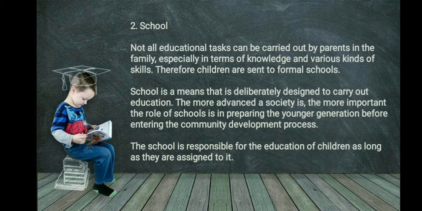The second is school. We already know not all educational tasks can be carried out by parents in the family, especially in terms of knowledge and various kinds of skills. Therefore, children are sent to formal school. School is a means that is deliberately designed to carry out education. The more advanced a society is, the more important the role of schools is in preparing the younger generation before entering the community development process.